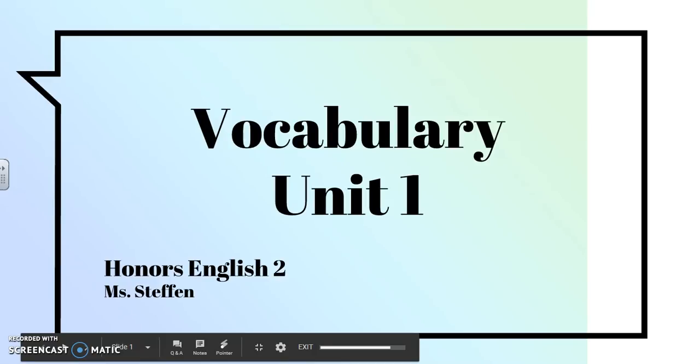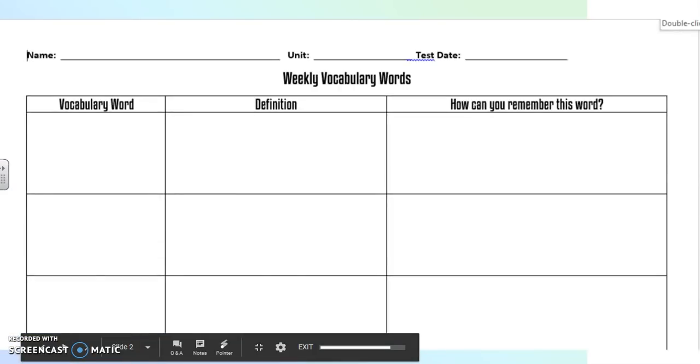Just as a reminder, you need this piece of paper with you, your vocabulary word chart, in order to record the word, its definition, and a different way that you are going to remember this word. That can be anything that pops into your head as I'm talking, anything that I show you as an example, etc. All right, so if you do not have this sheet, go ahead and pause the video now and see me to get one. Or if I'm not available, go ahead and just use a piece of paper and it can be transferred over at another time.